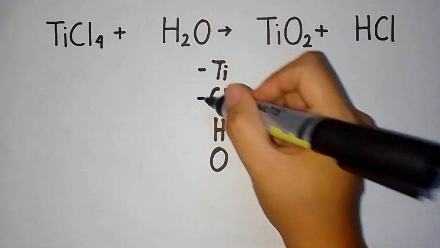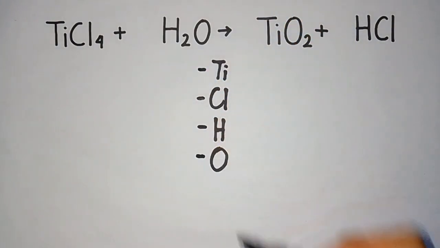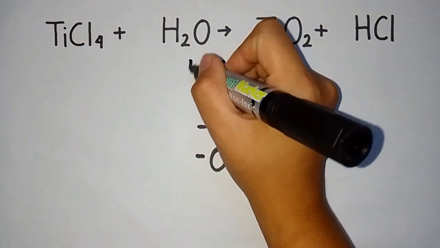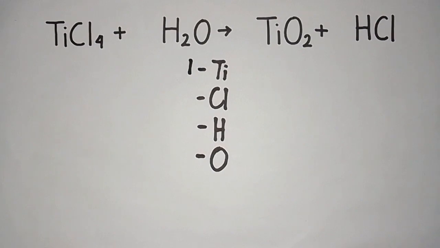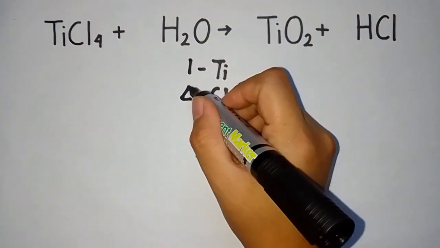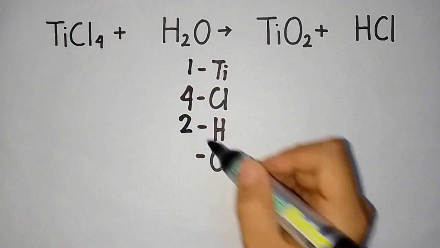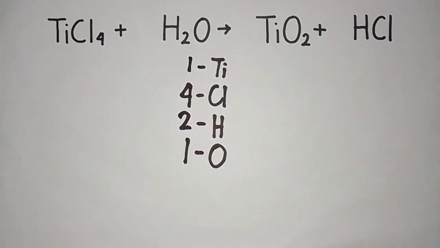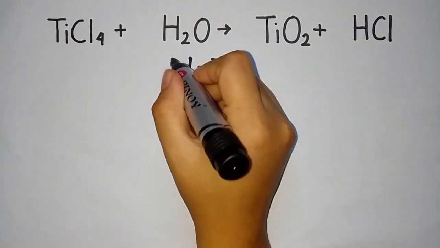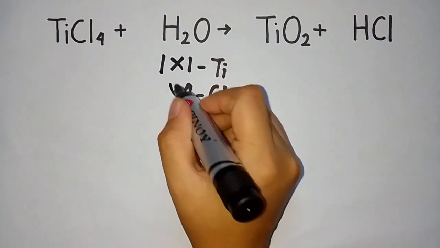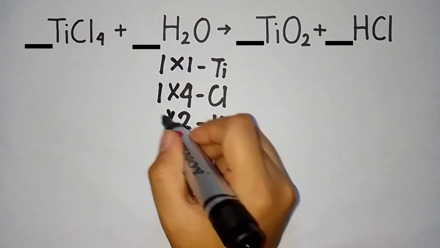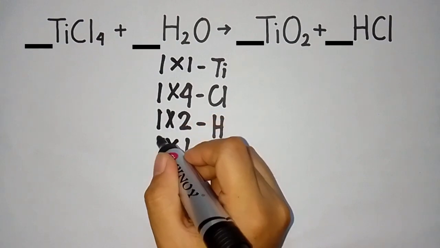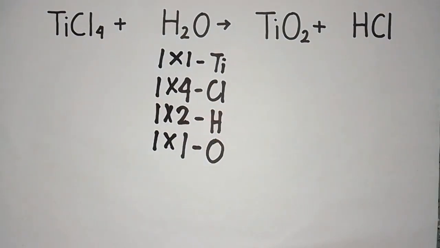Next, count the total number of atoms or ions of each element. When no subscript is written, it is assumed to be 1. So the subscript of Ti is only 1, the chlorine is 4, the hydrogen is 2, and the last one, the oxygen, is only 1. And then multiply by the coefficient, which is 1. A coefficient is a number that is written in front of a chemical formula in a chemical equation. When no coefficient is written, the coefficient is assumed to be 1.